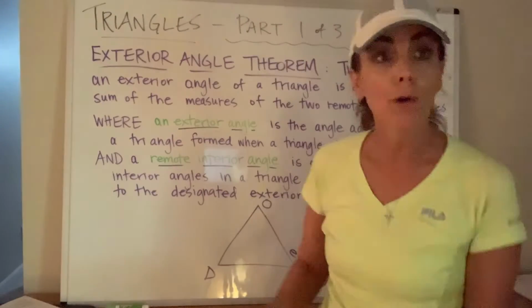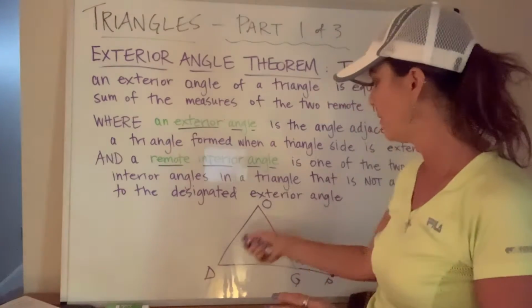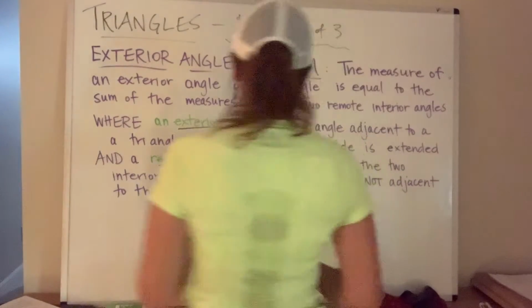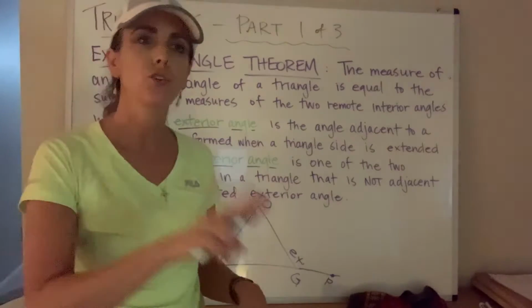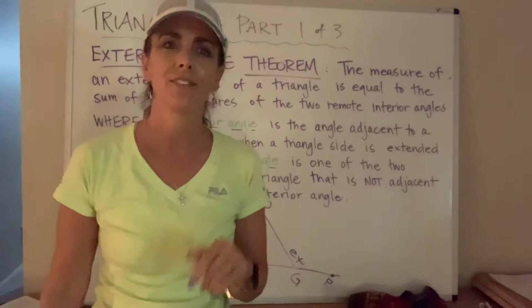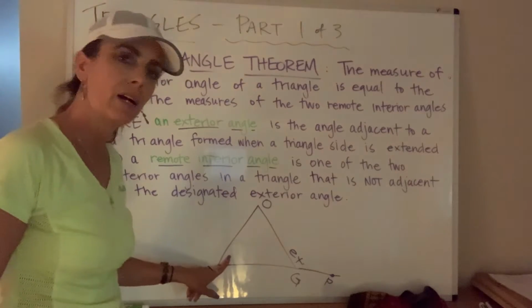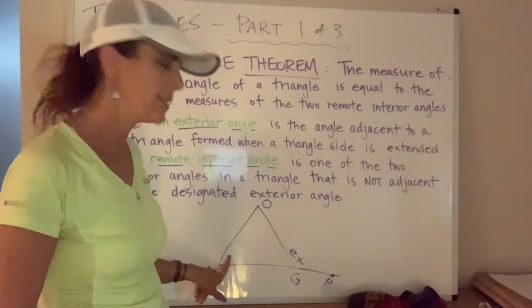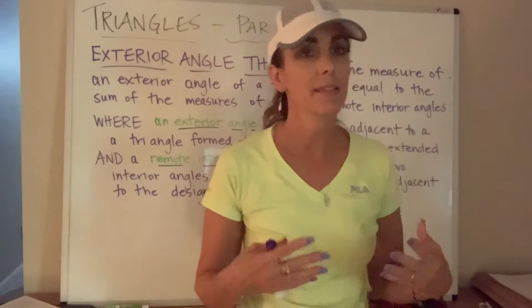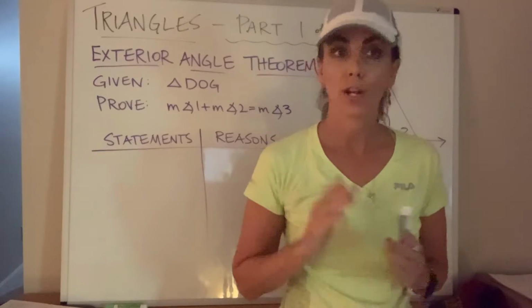Now, the remote interior angles are going to be the interior angles of the triangle that are not right next to the exterior angle I was talking about. So this is how we say it. A remote interior angle is one of the two interior angles in a triangle that is not adjacent to the designated exterior angle. Angle O and angle D are going to be the remote interior angles. Like we did before, let's take a second and prove this to be true and then look at a couple of examples. Are you ready?